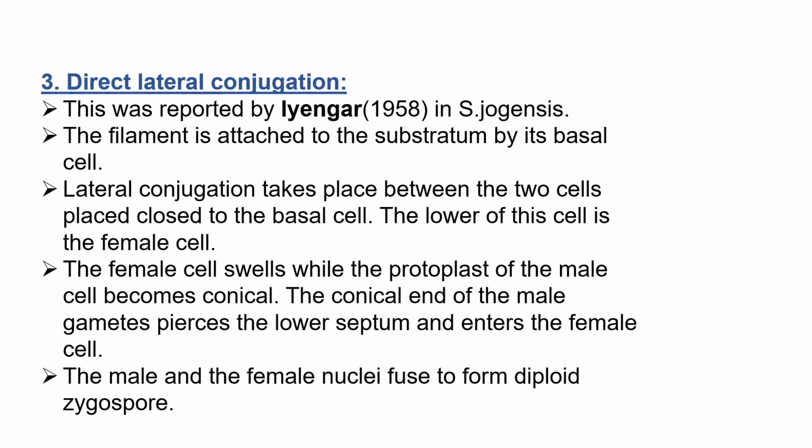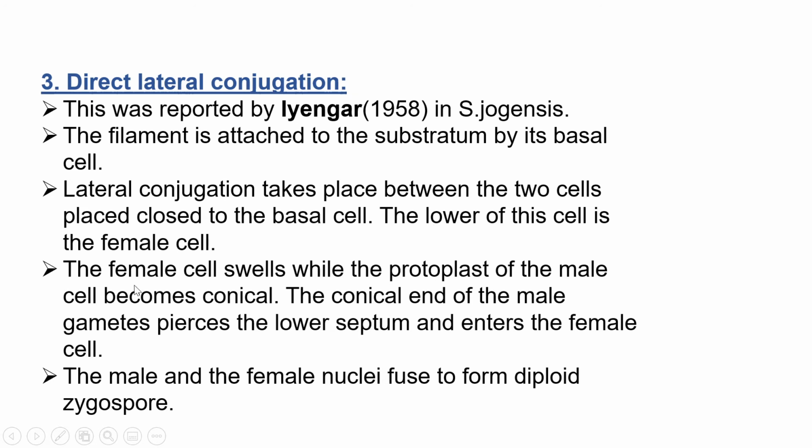Then the direct lateral conjugation. This was reported by Yamagishi, a scientist, in 1958 in Spirogyra jugalis. The filament is attached to the substratum by its basal cell. Lateral conjugation takes place between two cells placed close to the basal cell. The lower of these cells is the female cell. This means the filament is attached to the ground and the lower cell is considered to be the female cell.